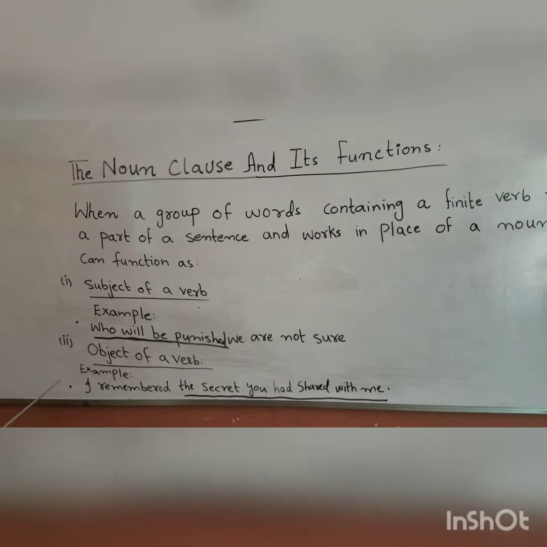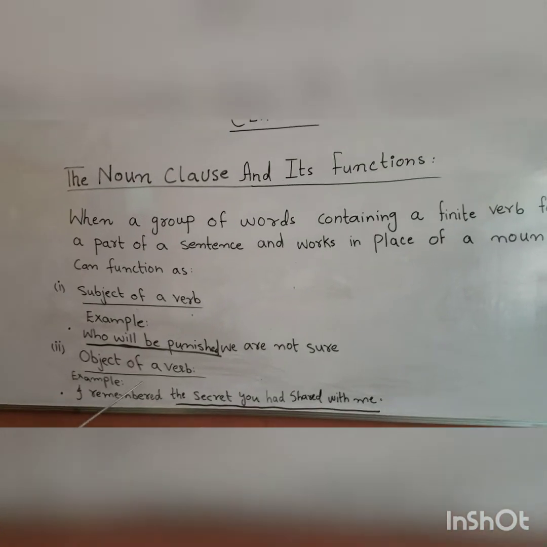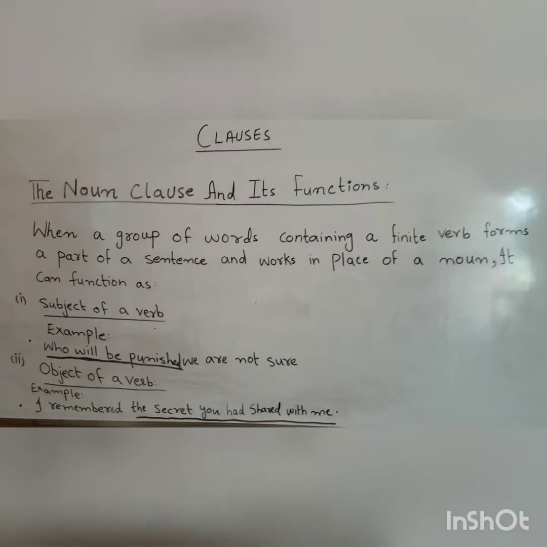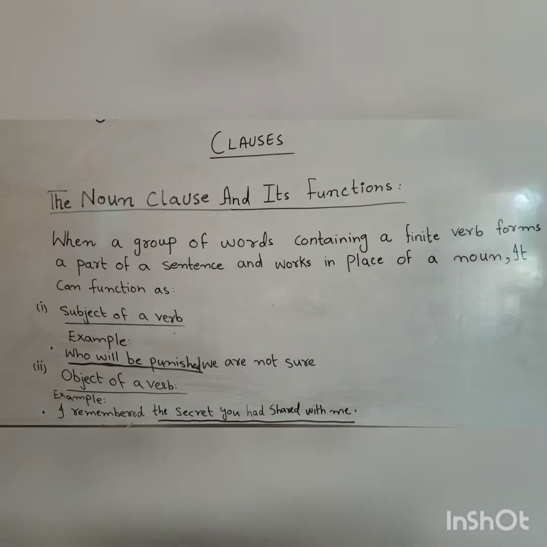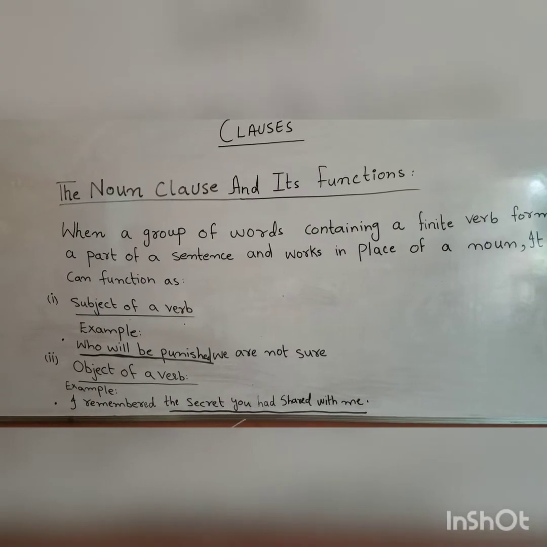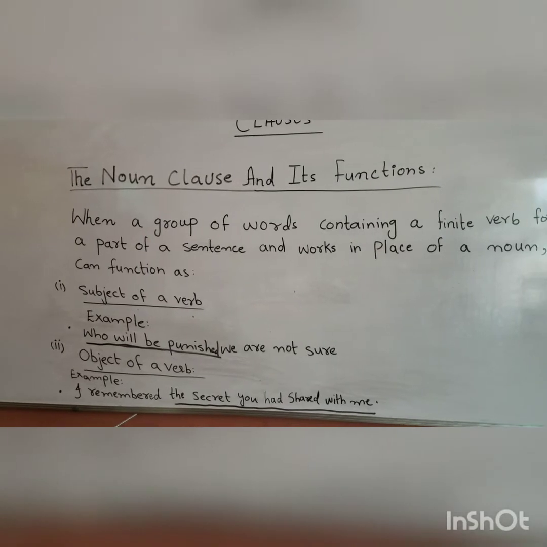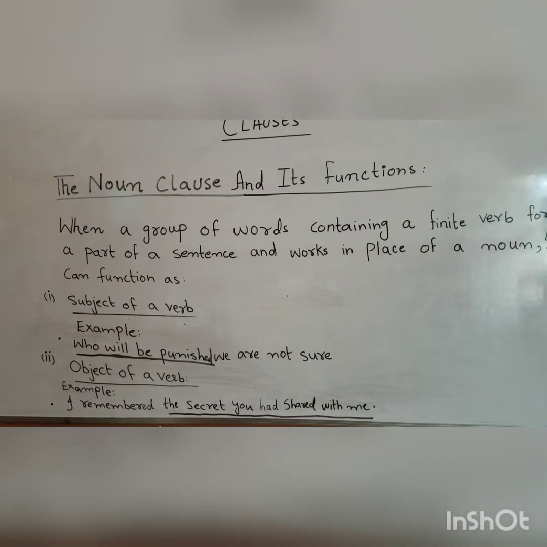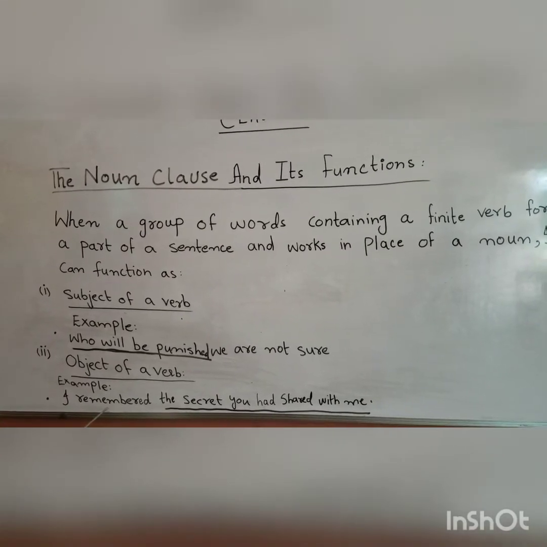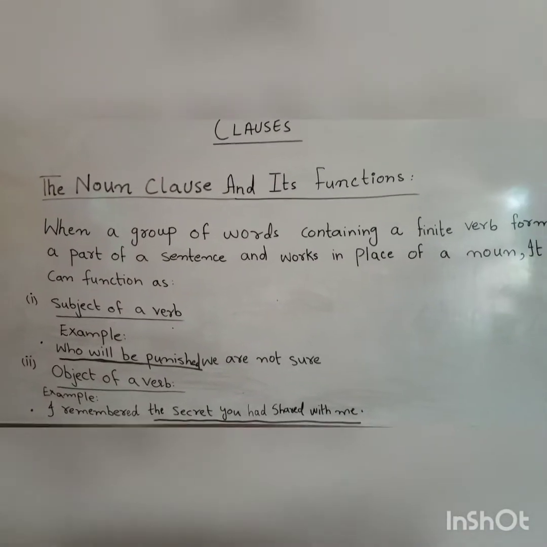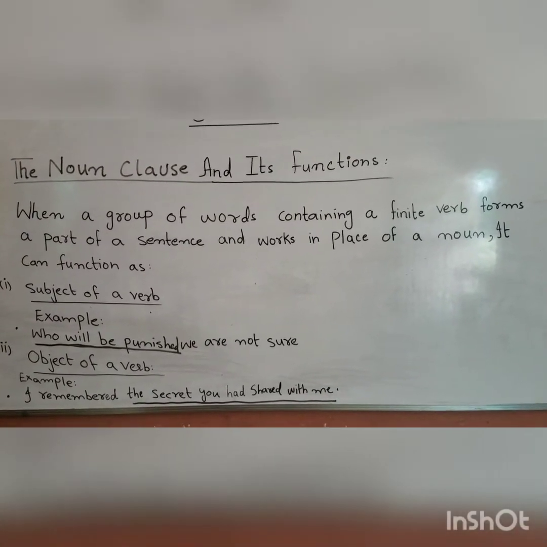The second example, where it is going to function as object of a verb. Here, the sentence is, for example, I remembered the secret you had shared with me. The noun clause in this sentence functions as the object to the transitive verb remembered. Therefore, here it is the object to the verb.